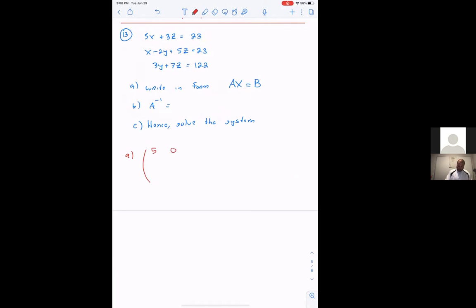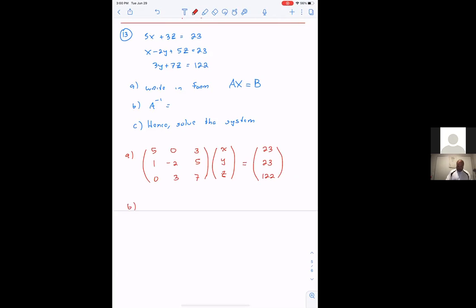5x, no y's, 3z's. 1x, -2y's, 5z's. No x, 3y's, 7z's. Times the currently unknown x, y, z in that order equals the three numbers 23, 23, 122.